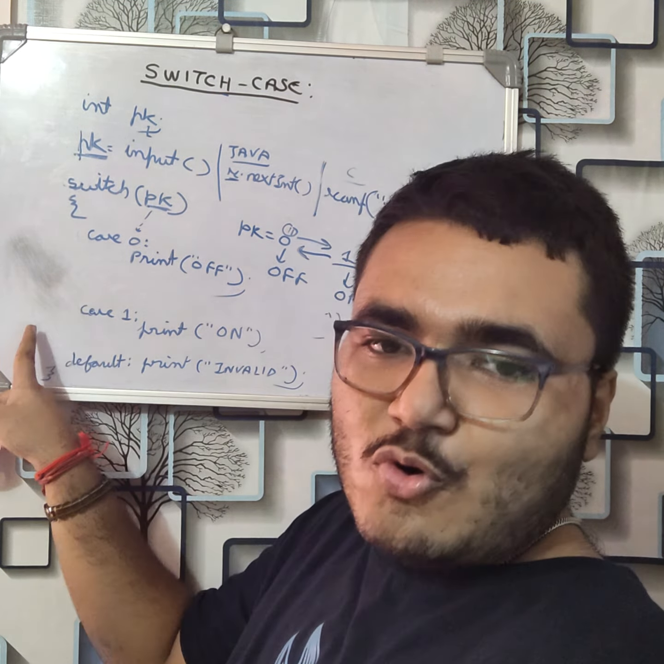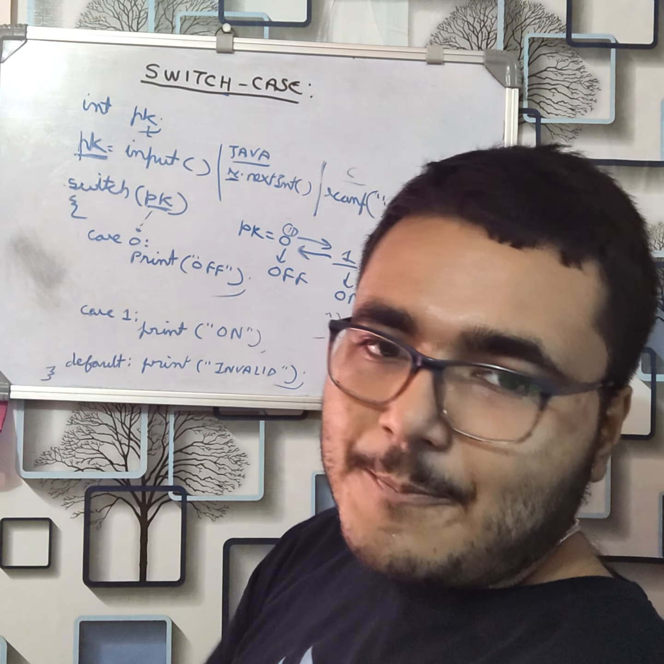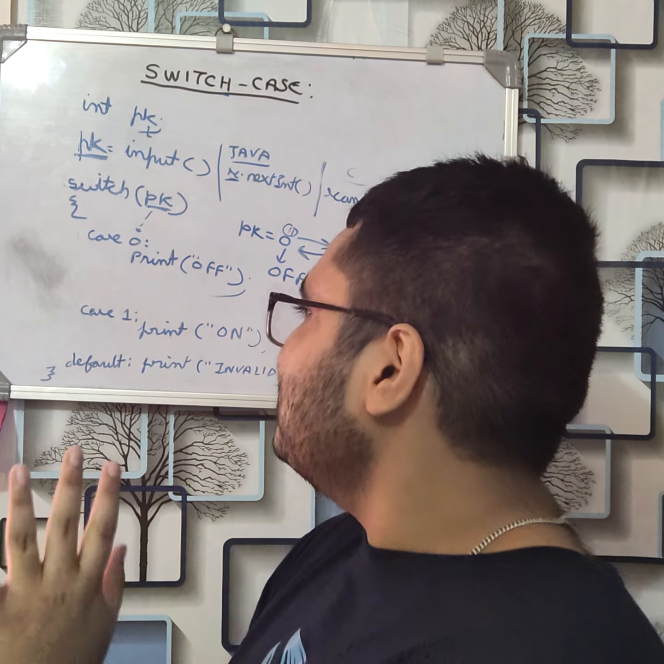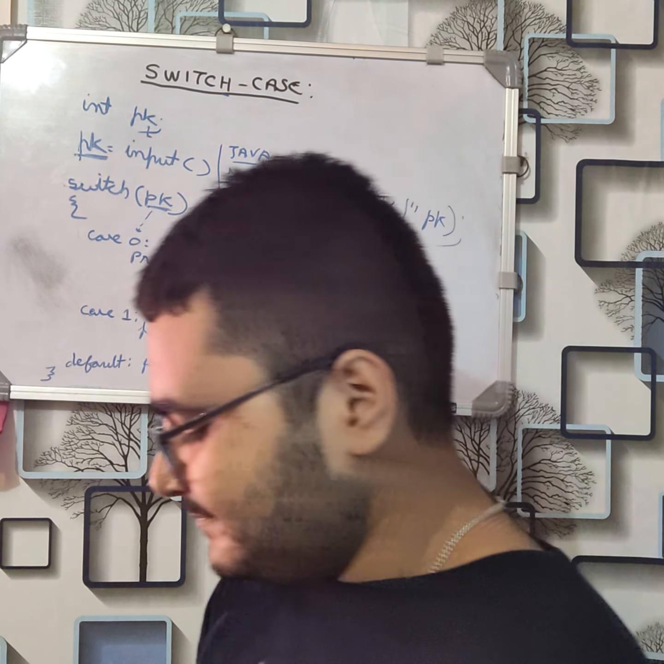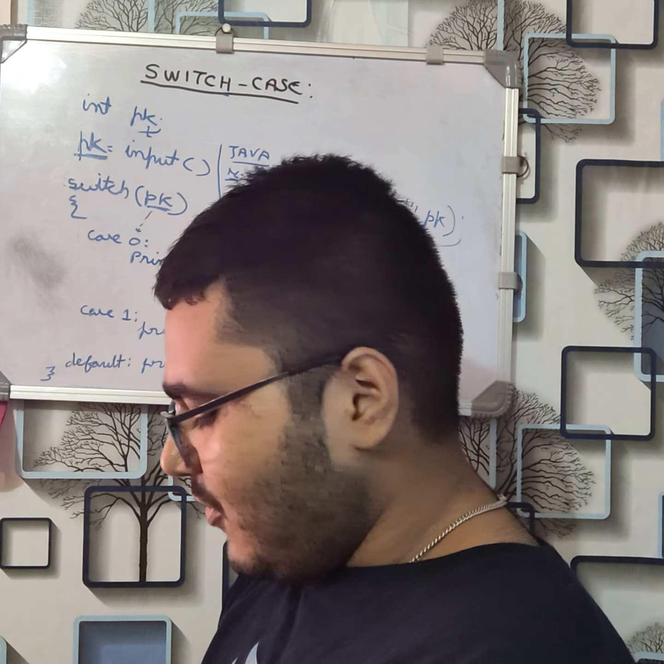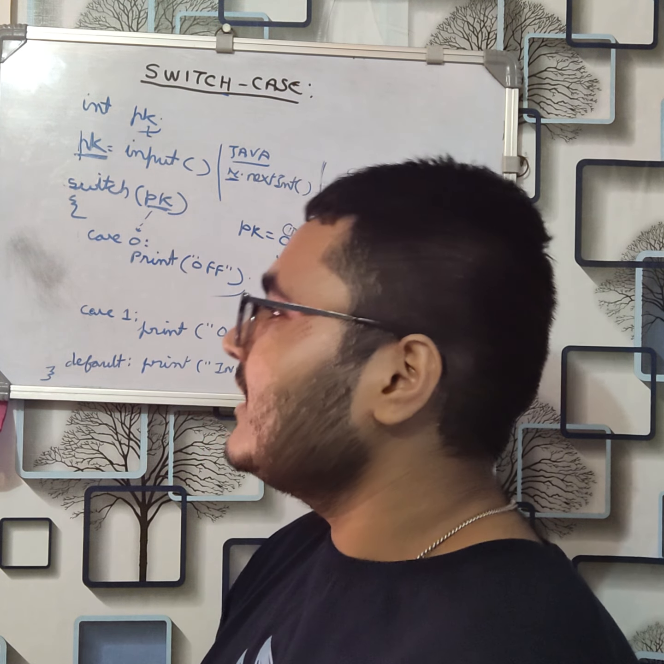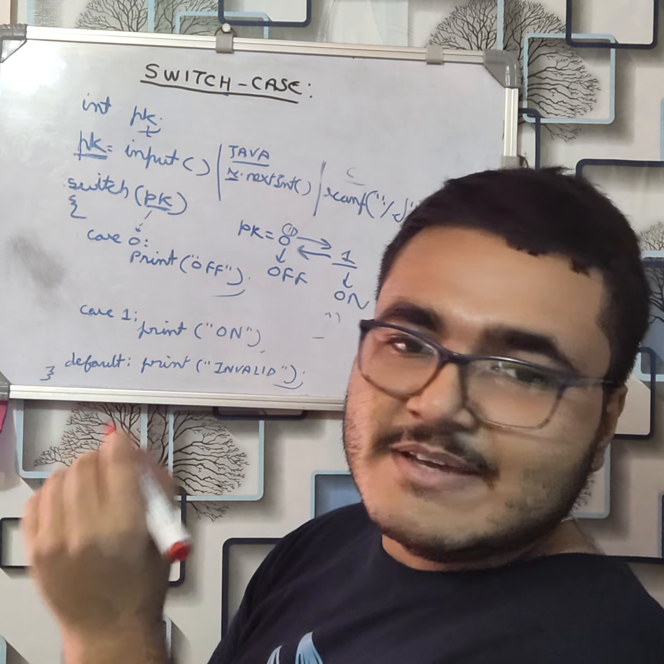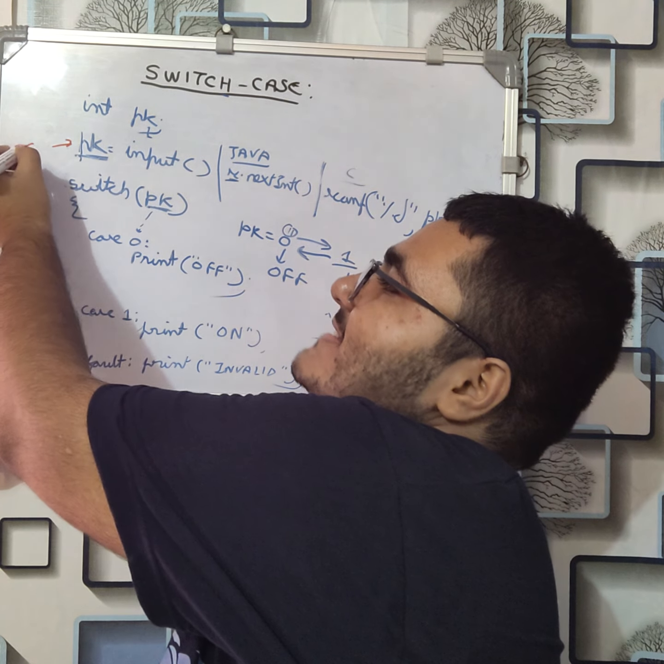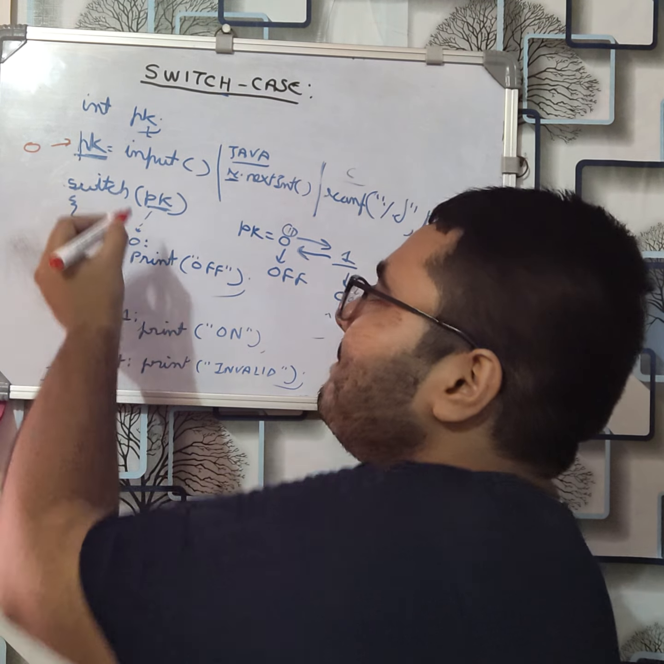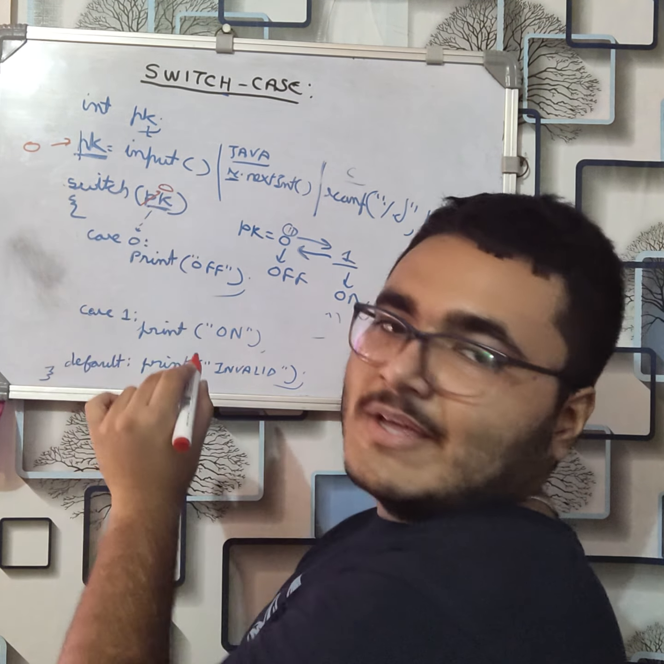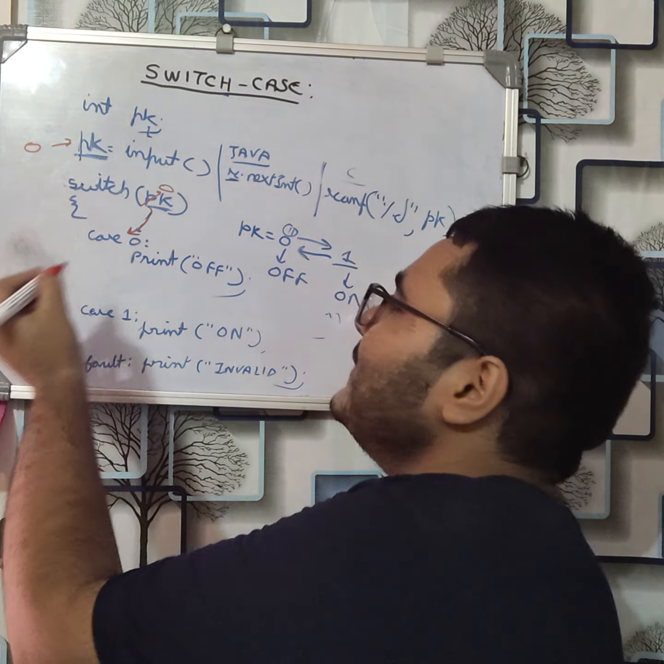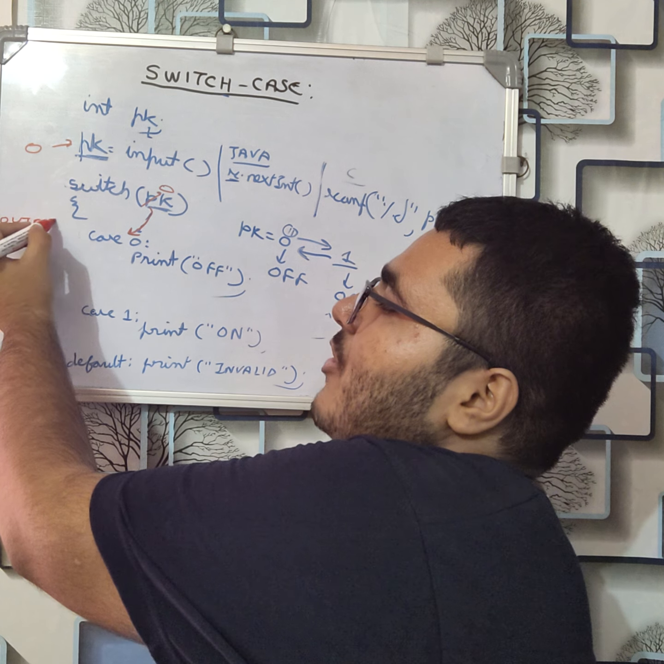Now this code actually won't execute properly. It is syntactically correct, there is no problem in that, but the problem that will occur is this: if the user gives PK as 0, the PK value turns out to be 0 here. Now 0 matches with case 0, so in the output it will print off.